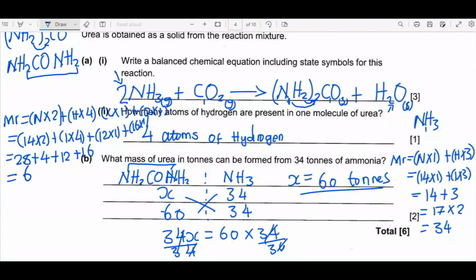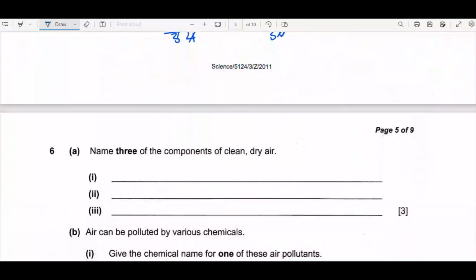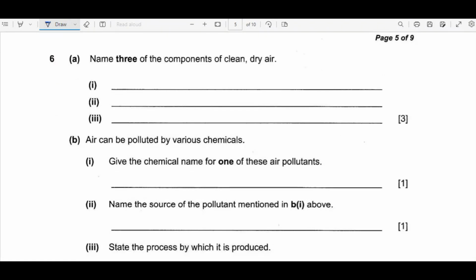Okay, here we said this should add up to 60. Then we move on to question 6. So question 6, name 3 of the components of clean dry air.